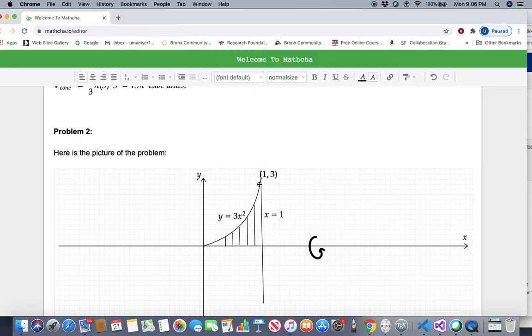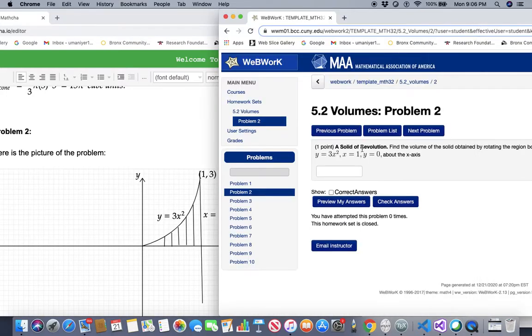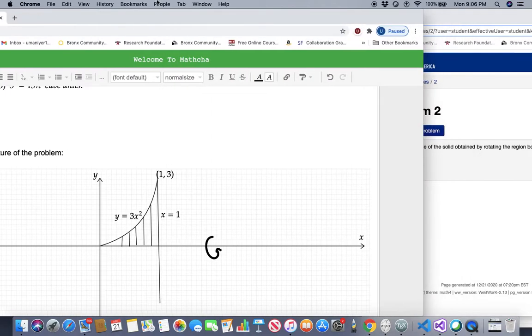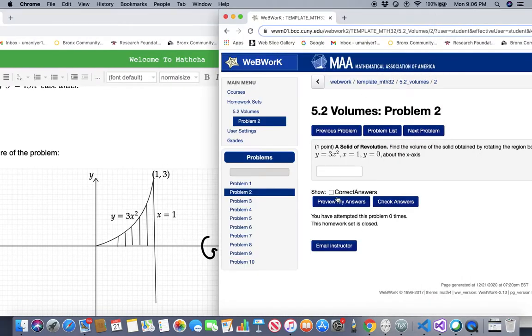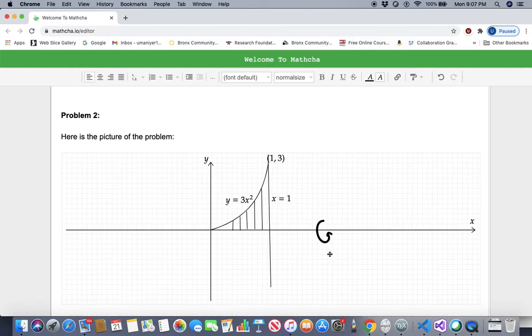Y equals 3x squared, x equals 1, and the x-axis. Y equals 0 is the x-axis. X equals 1 is the vertical line. Y equals 3x squared is part of a parabola. So you want to take this picture and rotate it about the x-axis. So let's take this region between this curve, this line, and this line and rotate it about the x-axis.